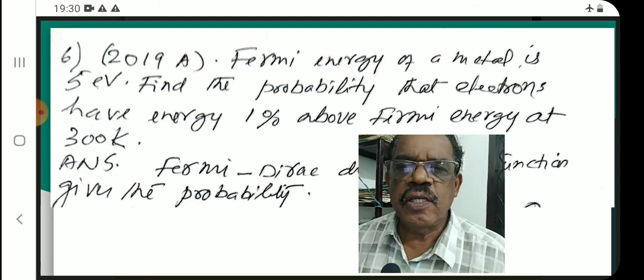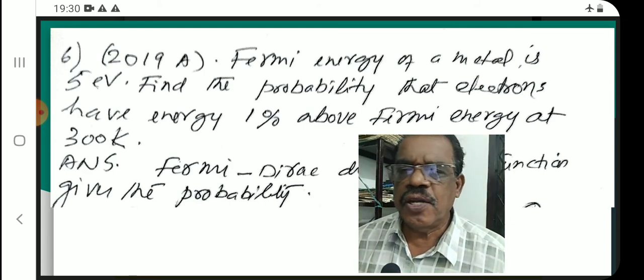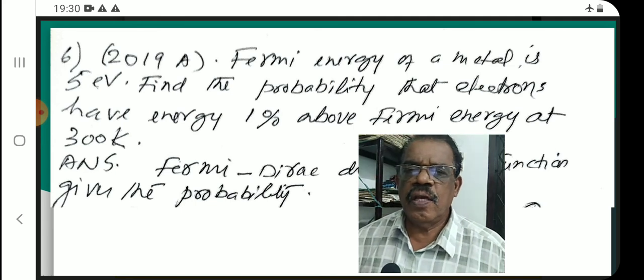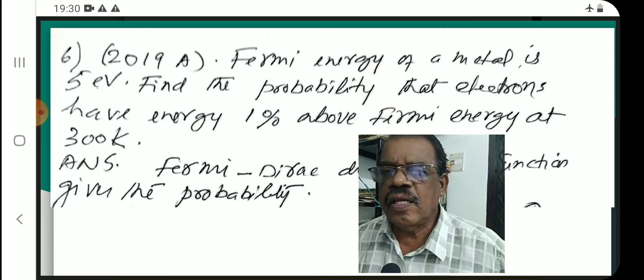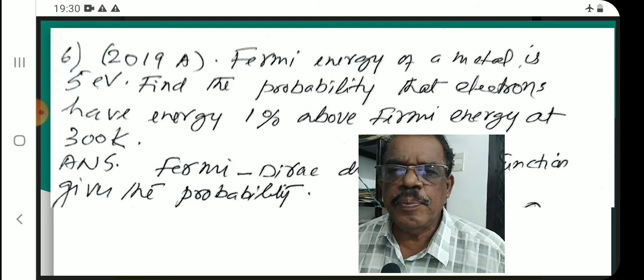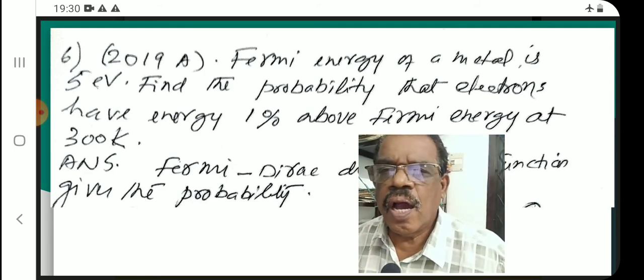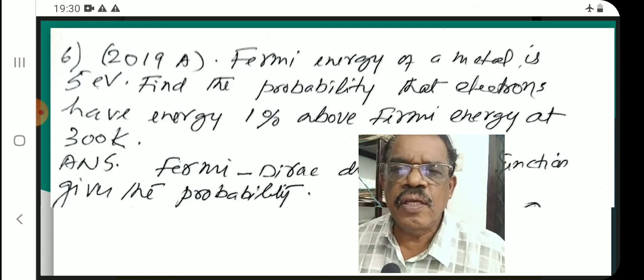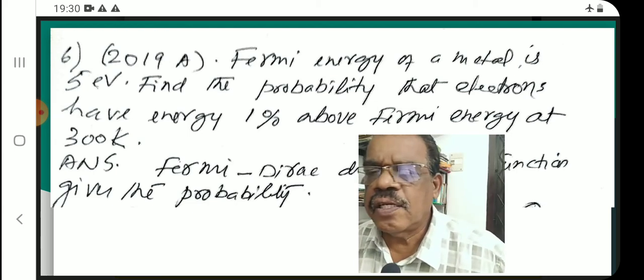Fermi energy of a metal is 5 eV. Find the probability that electrons have energy 1% above the Fermi energy at 300 K.